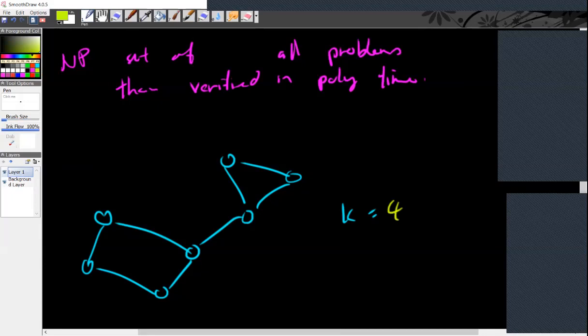But all of a sudden, if someone comes up to you and says, here, let me propose a solution for you: put these two in the cover, and then put these two in the cover. He's proposing a solution, the ones that I colored in red here. Then all of a sudden it's very easy. All you have to do is iterate through all the edges. Let's check this edge. Is it covered? Yes, it is. Let's go to this edge. Is it covered? Yes. Let's go to this edge. Is it covered? Yep, definitely. Let's go to this edge.